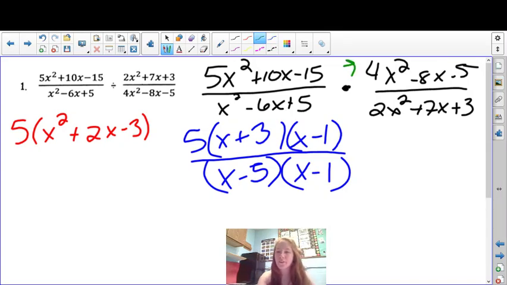Now we're looking at the next numerator, and I see 4, 8, and negative 5. Well, shoot. Those, unfortunately, are not all divisible by 4, so I have to do my t. So on top is 4 times negative 5, which is negative 20. And I need to add to 8. So I've got 10 and 2. Well, 10 and 2 can get me to 8. I need a negative 10 and a positive 2.